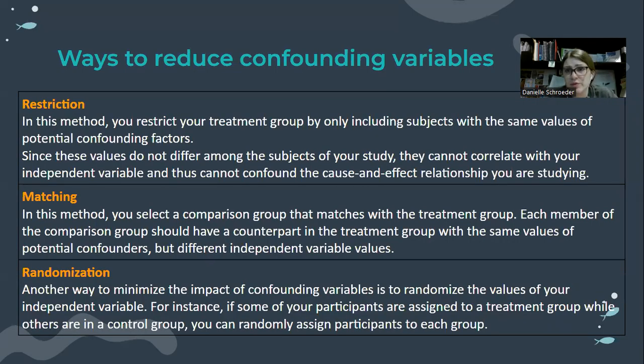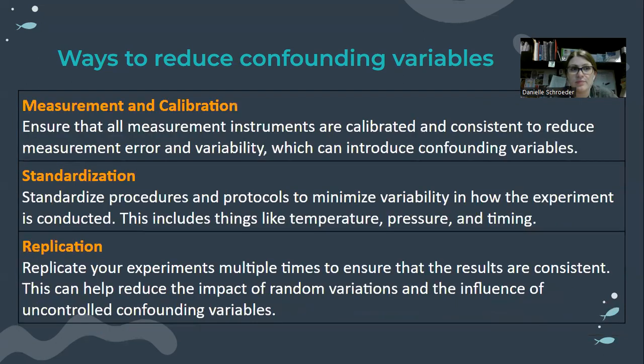There are some ways to reduce confounding variables. This is kind of a long slide, okay? So I'll make this available with the video in Google Classroom so you can read this, but there are a whole bunch of techniques that we can use to reduce the confounding variables. You just have to think about which ones apply to your situation. So here we cover restriction, matching, and randomization. I have another slide where we look at measurement and calibration, standardization, as well as replication. You can pause the video if you'd like and look through these and determine which one works best for you, or like I said, you can use the attached slideshow.